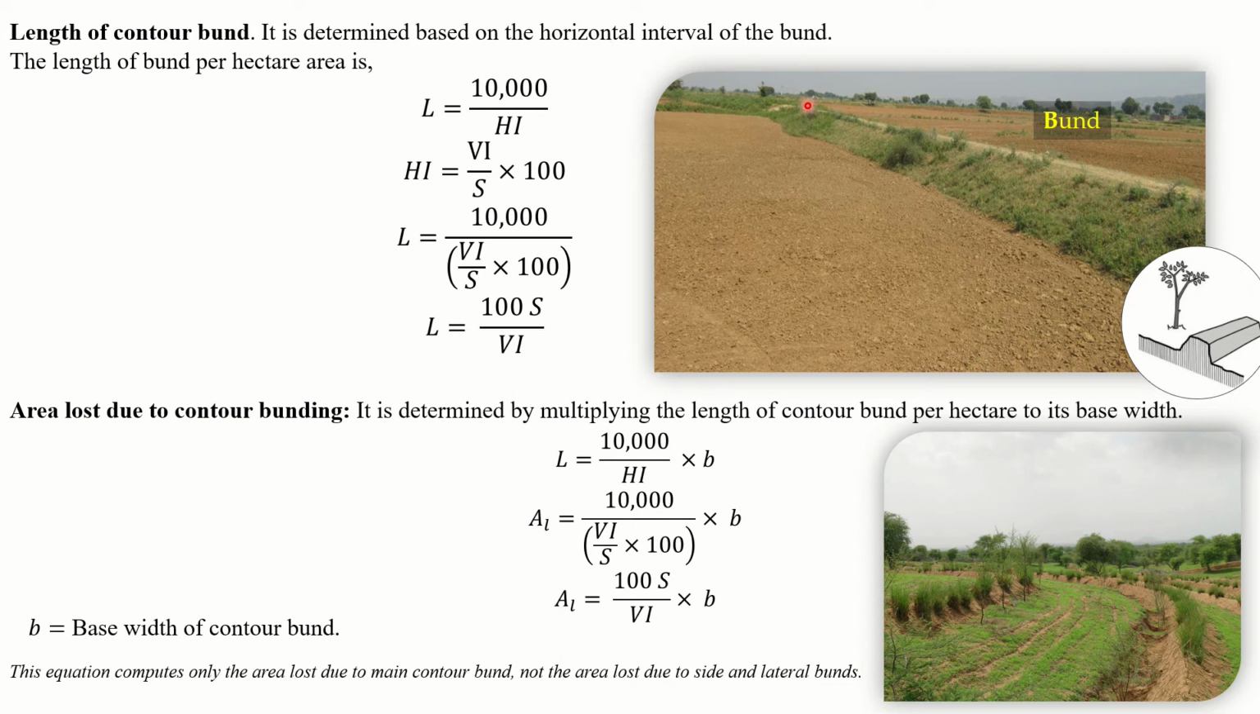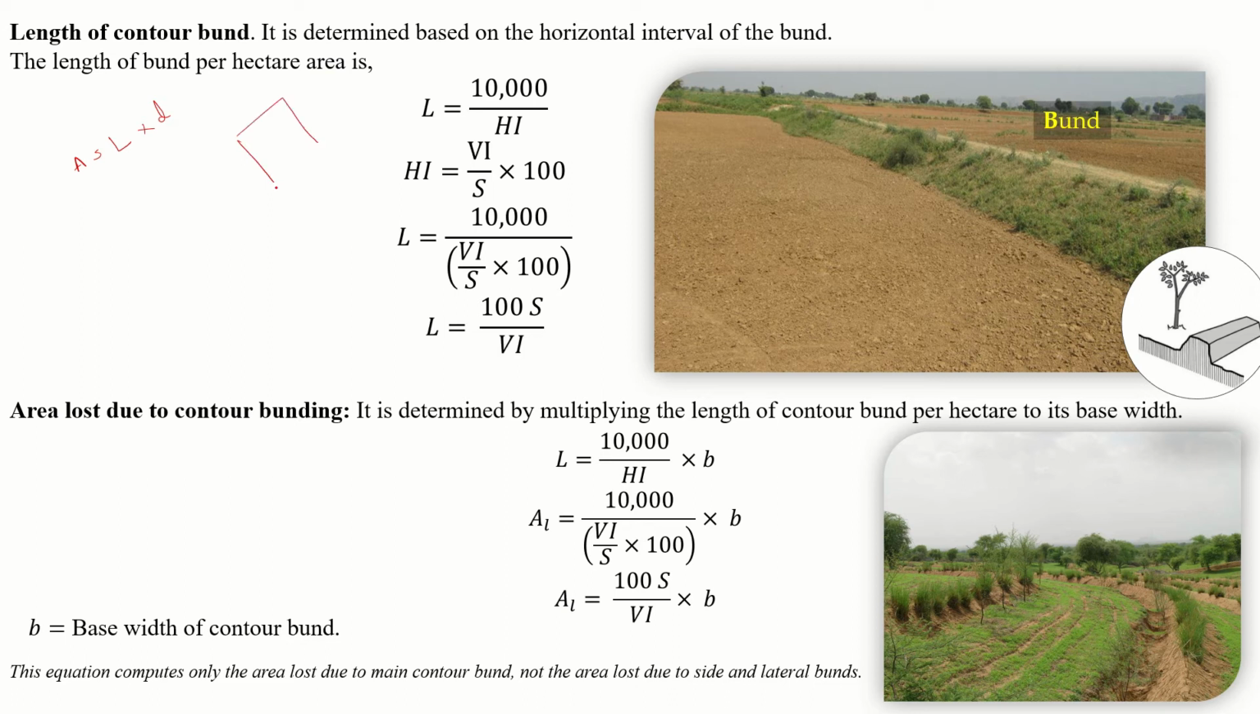So now, the length of the bund. This is your total length of the bund. How do I find the total length of the bund? I know the area of the field, and the area is simple: area equals length into distance.